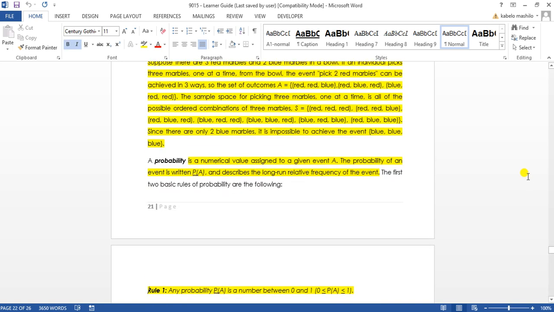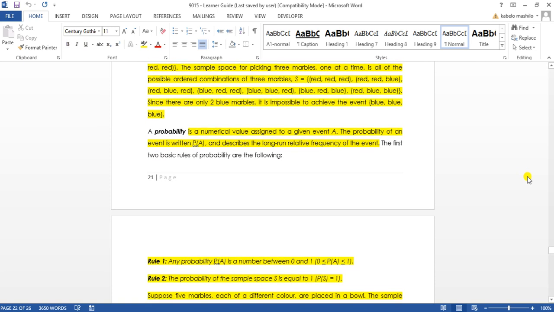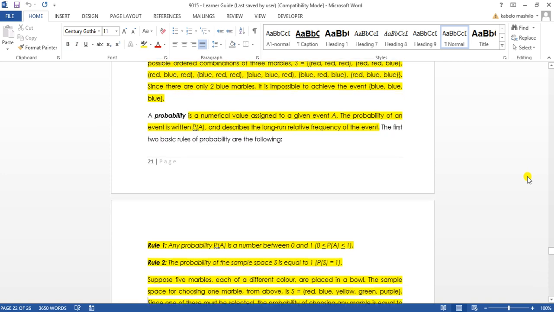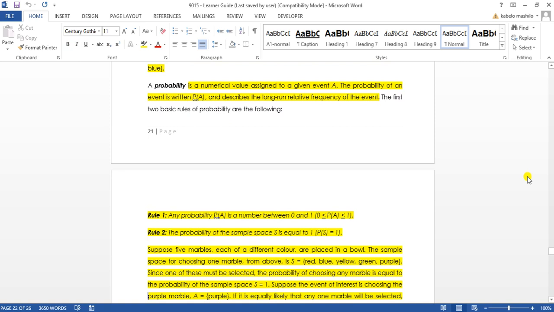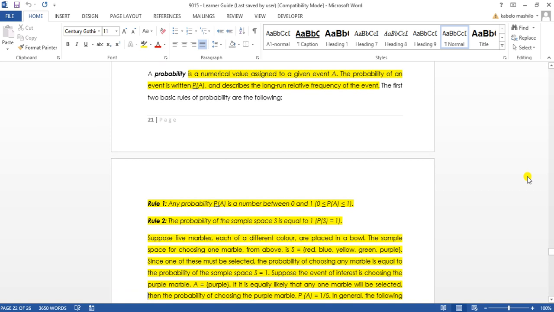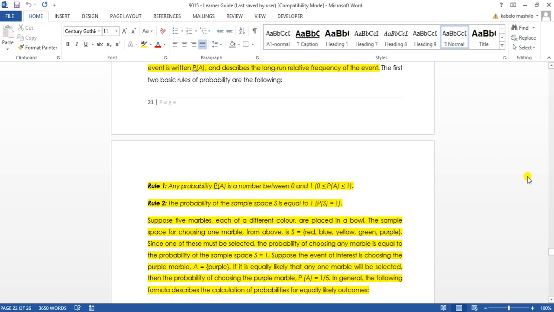A probability is a numerical value assigned to a given event. The probability of an event is written as P(A) and describes the long-run relative frequency of the event. There are 2 basic rules for probability. Rule 1: any probability is a number between 0 and 1, which means the probability of an event is greater than or equal to 0 and less than or equal to 1. And rule 2: the probability of the sample space is equal to 1.